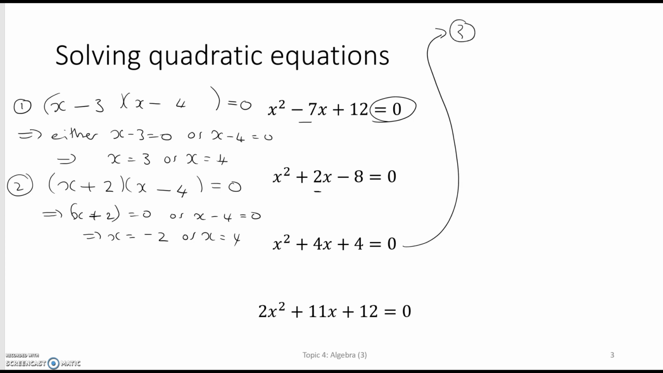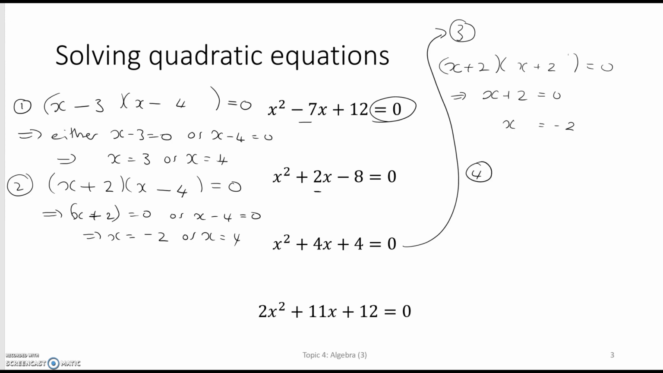For number 3, this equals 0. That looks like it's a square. x plus 2, squared. So either, now these are both the same, so you don't need to go through the whole either business for this one. So therefore x plus 2 equals 0, x equals -2.